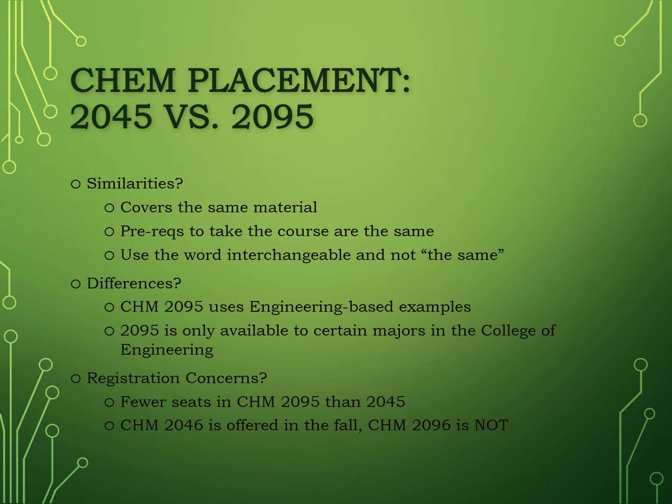Registration concerns. We just talked about how there are fewer seats in Chem 2095 than 2045. Of course, any student can take 2045, and it will meet the Gen Chem 1 requirement for engineering. And again, Chem 2046 is offered in the fall. Chem 2096 is not. So if you have a student who says, well, I'm in engineering and I really want to take Chem 2, that's fine, but they're going to have to take Chem 2046 if they want to do it in the fall. Chem 2096 is not available at that time.